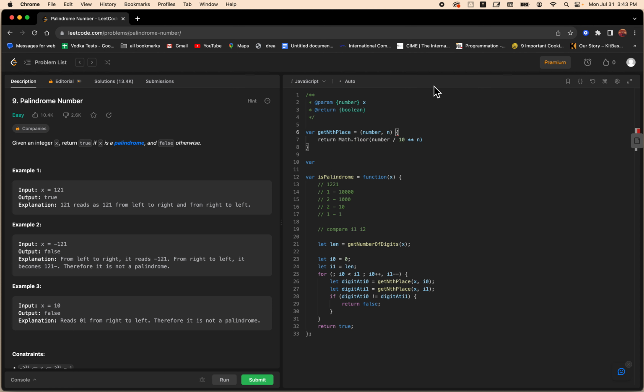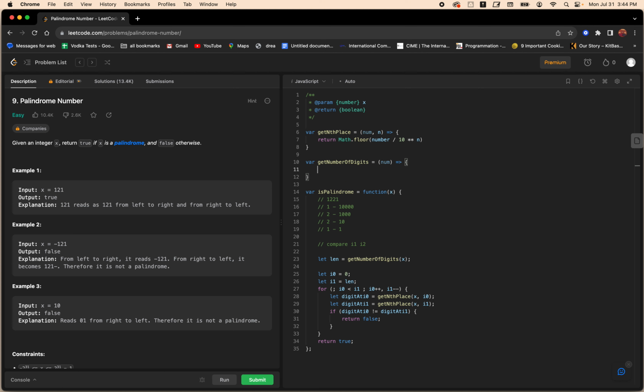I'm not even writing functions and I gotta decide, is it gonna be a closure or not? Make up your mind. Get number of digits equals num. I never know what to call variables. Num this and that. Get number of digits num. Yorpity dorp. Okay.